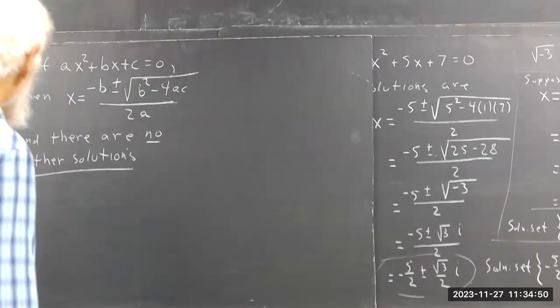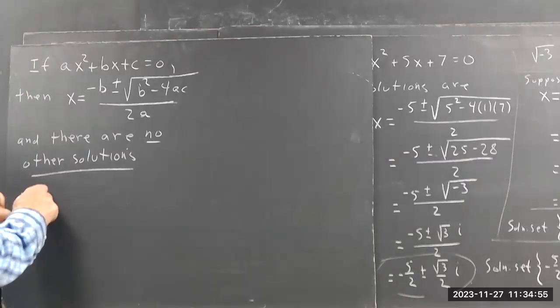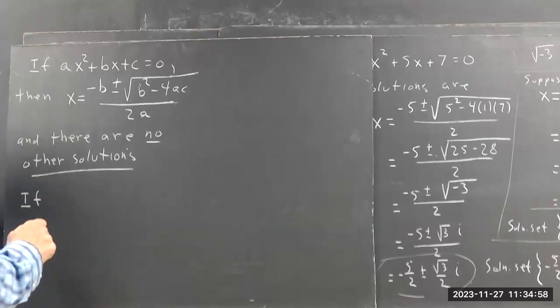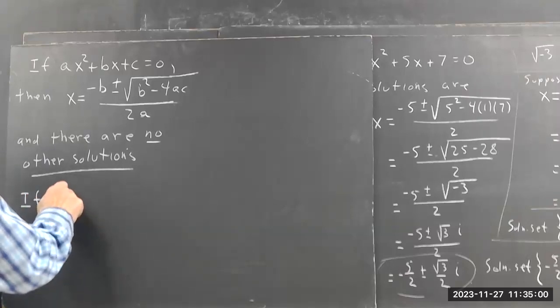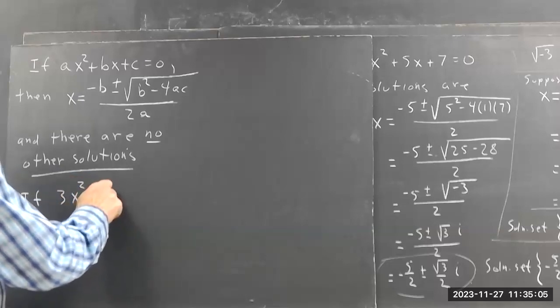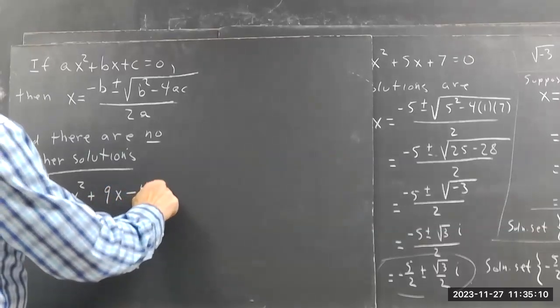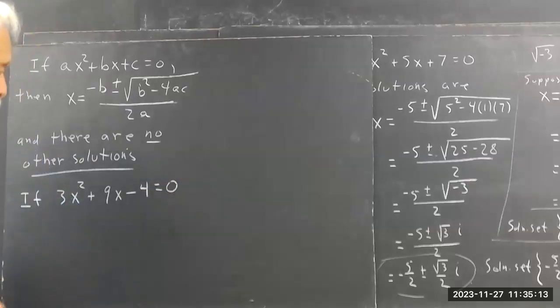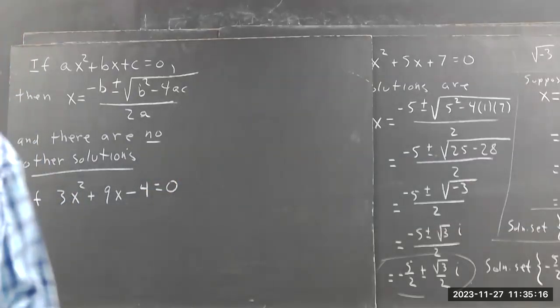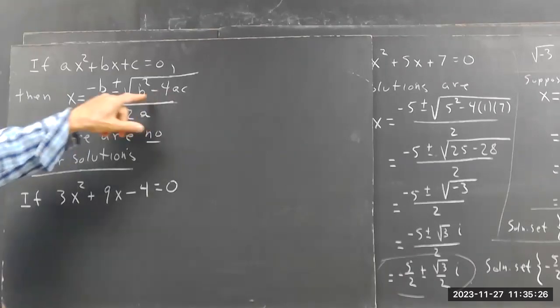Okay, so try this. Let's just, first of all, reconstruct this. Let's say that we've got 3x squared plus 9x minus 4 equals 0. In order to apply the quadratic formula, we have to identify the numbers a, b, and c.